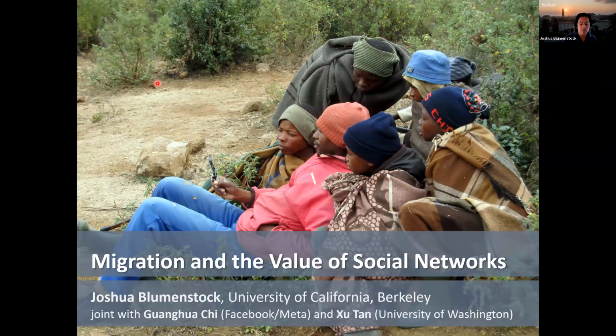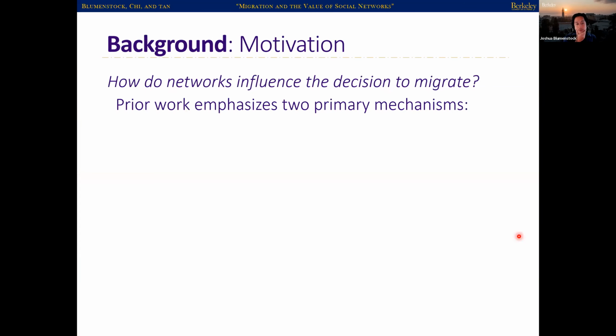So I'm going to talk about a paper that's joint with Guanghua Qi, who was a PhD student at Berkeley at the time and is now at Facebook, which is now Meta, and Xu Tan, who's an economist at the University of Washington. And so what this paper is about is trying to say something about how networks, social networks, influence the decision to migrate.